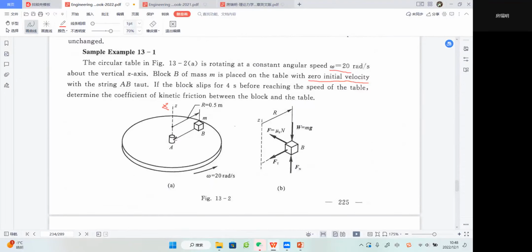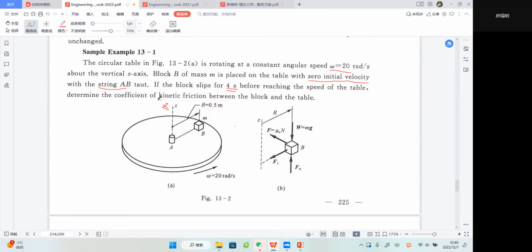So we have a very thin string AB, which is tied on A. This is the Z axis, and on B, when we finish this action, the block sleeps for 4 seconds. Remember this value before reaching the speed of the table. That means after 4 seconds, it just rotates along with this table around the same axis Z.